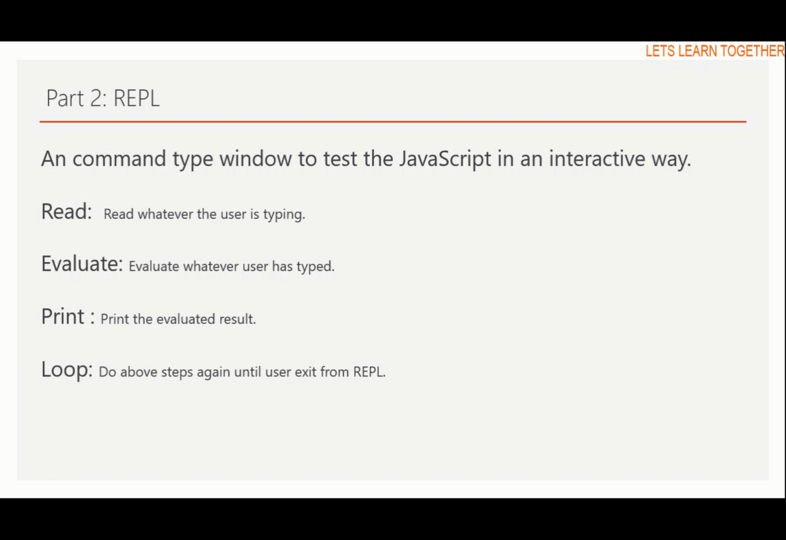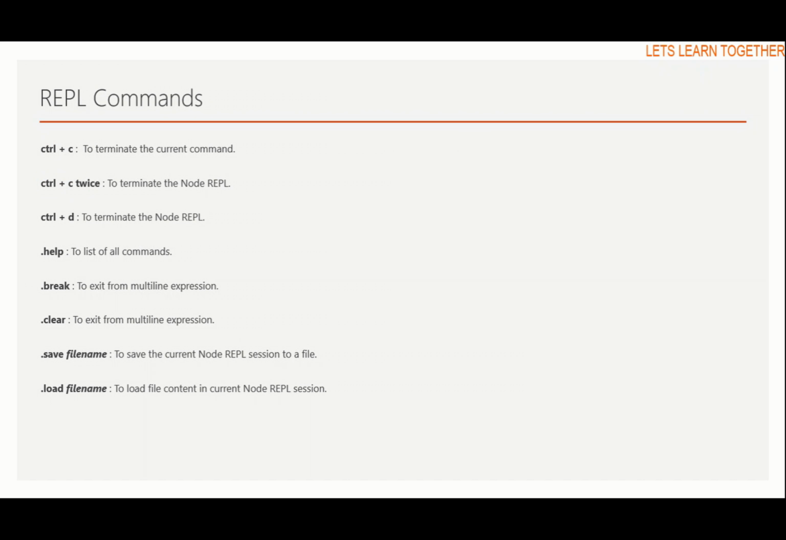Read means whatever we are typing, the REPL window, or the command type window, will read it and evaluate. Once the user has entered the values, it will evaluate the value and then print the result based on evaluation, and then again it will go in a loop: read, evaluate and print. It's like an interactive window. There are a few commands which we should know while working with the REPL. Control C: if you want to terminate the window, we should use Control C.